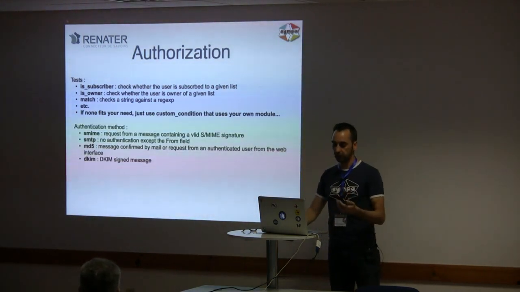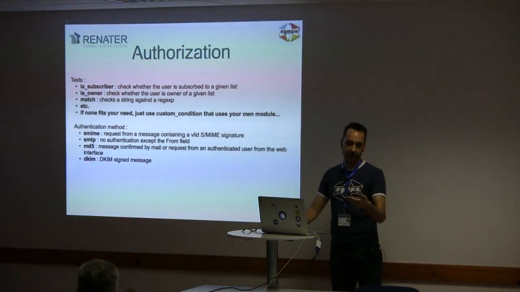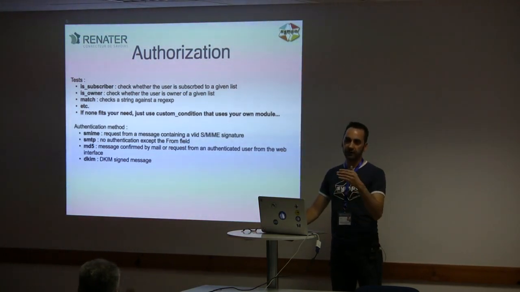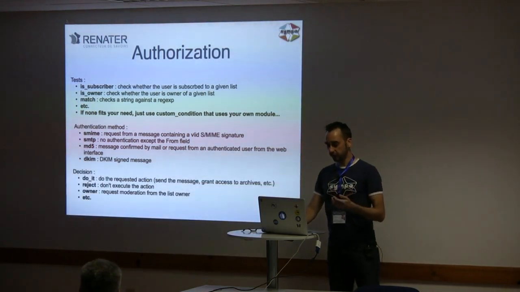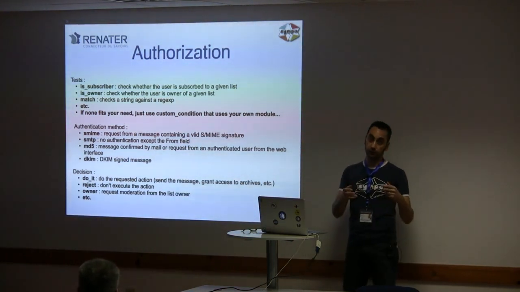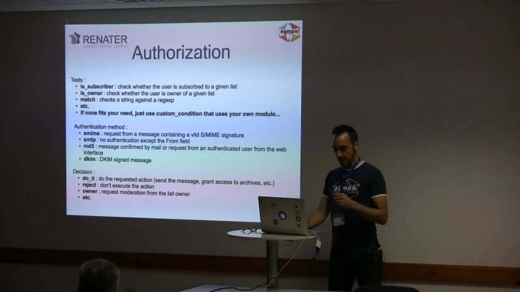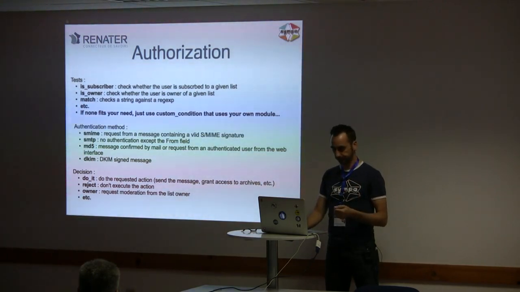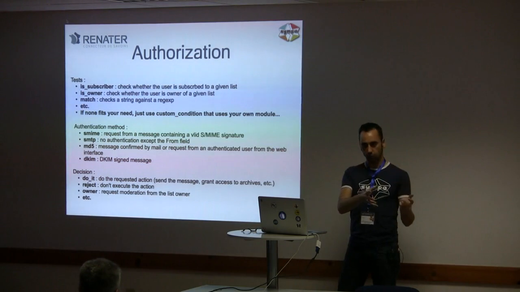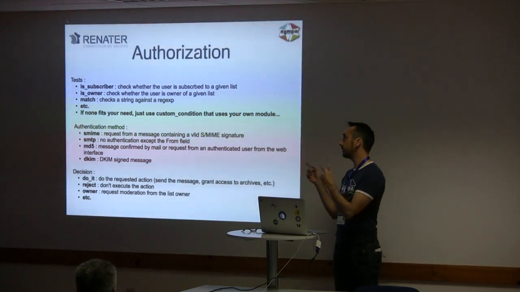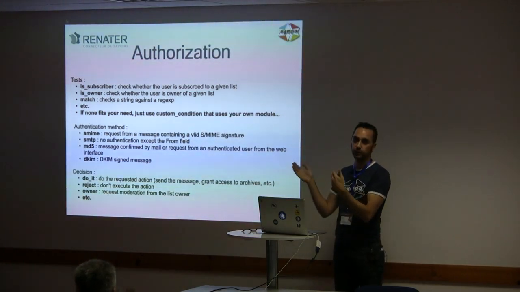We have four different authentication methods: SMIME, SMTP, MD5, DKIM. MD5 is particular. That means, most of the time, a user authenticated through the web interface. And the decision can be do it. That means we accept to execute the action. Reject? No. It can be a reject quiet if you don't want to inform the user that he's not allowed. Owner, that means request authorization from owner. That's for moderation, for example. And so on. We have roughly 8-9 decisions possible. So it's not yes, no. It's not only is the user subscribed or not. You have a lot of expressivity with this mechanism. And that's something we're considering porting to CPAN soon, because I think it could be used other way.